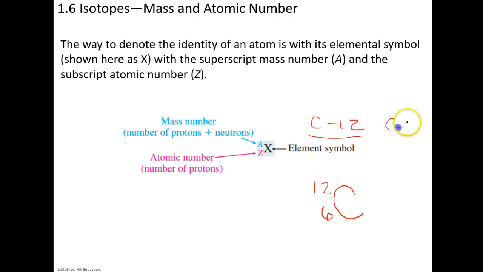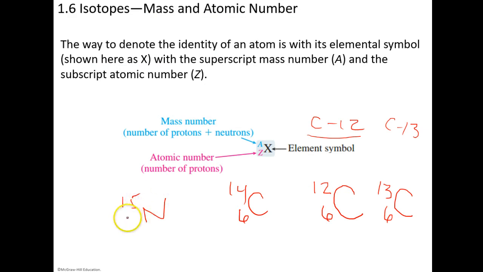So carbon-13, why don't you draw out what carbon-13 should look like? I'll give you 5 seconds. So it's carbon, the mass is 13, and the atomic number is 6. Carbon-13 will look like that. How about nitrogen-15? What would nitrogen-15 look like? Nitrogen 15, and what should go down here? Hopefully you put a 7, because nitrogen has an atomic number of 7.